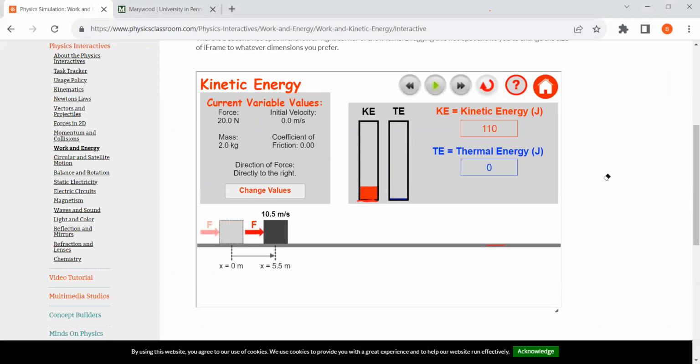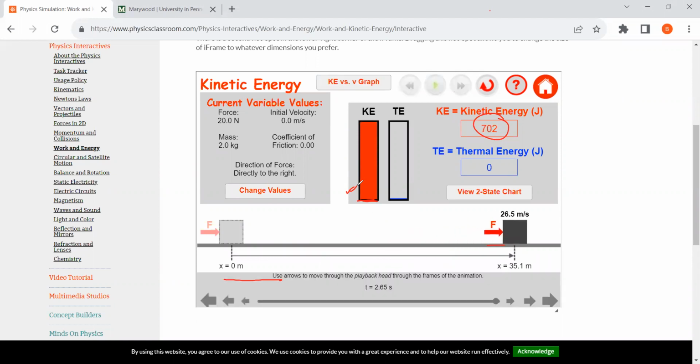Currently the displacement is 5.5 meter, and you see that there is a kinetic energy here, and also this bar graph. So you see that somehow work done is related to the kinetic energy. Now the displacement is 35.1 meter, and the kinetic energy bar, which was 0, is now full. The current kinetic energy is 702 joule.